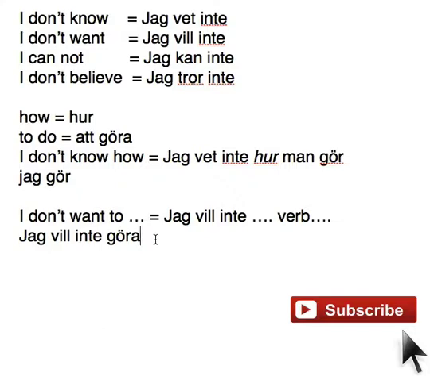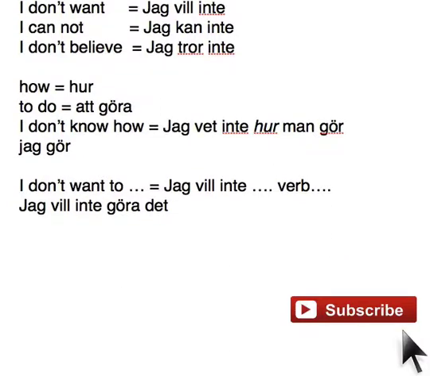Jag vill inte göra that. I don't want to do that. Jag vill inte göra det. Alright, so you can play differently, in different ways of saying it. Alright, let's see the next word here. We have I cannot.